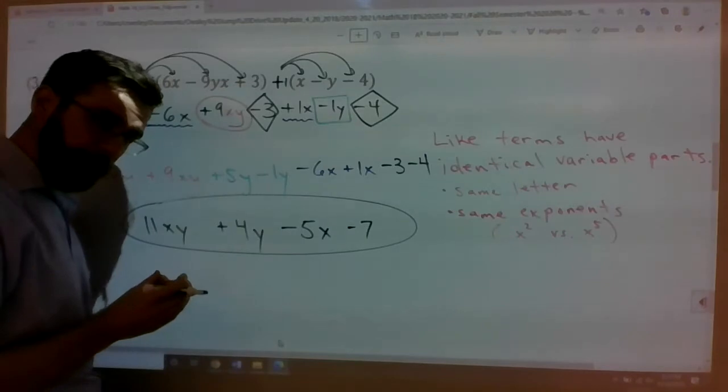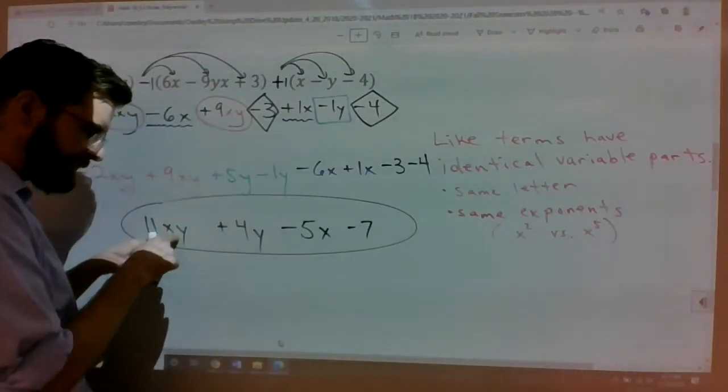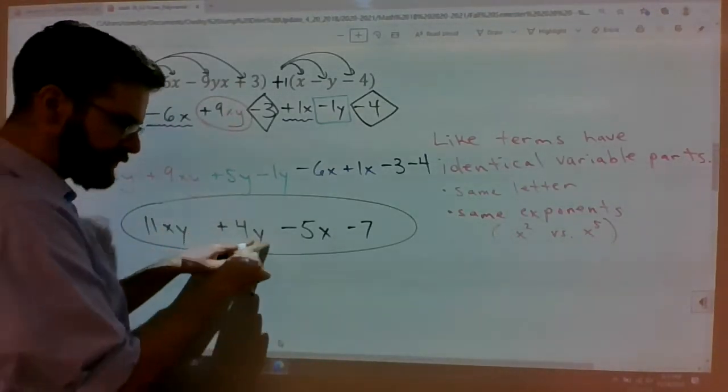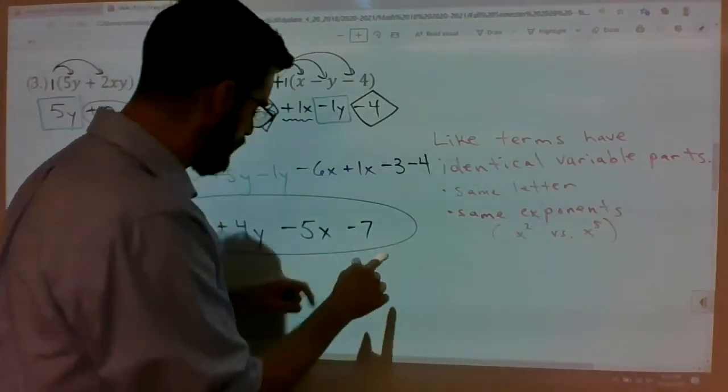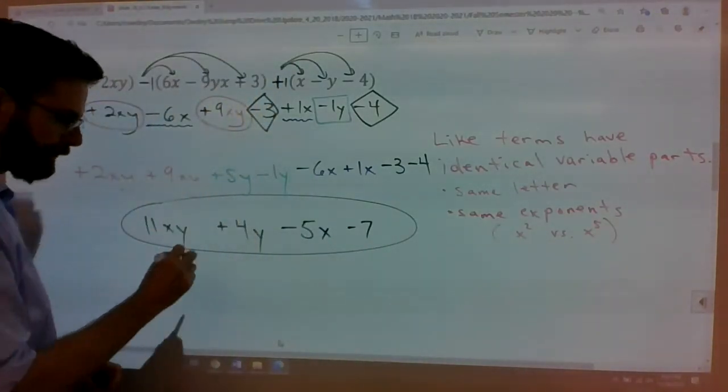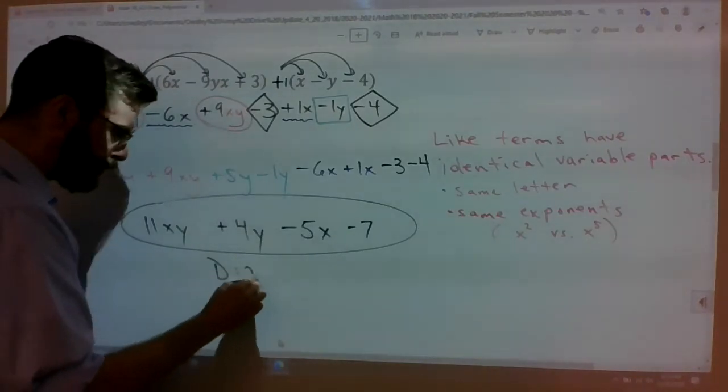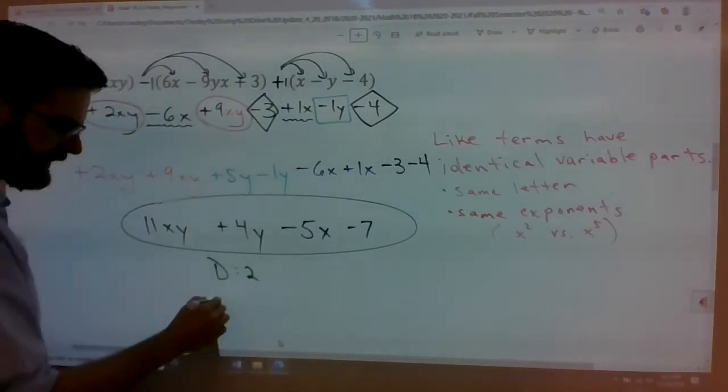Is it in standard form? This would have a degree of 2. This would have a degree of 1. This would have a degree of 1. And this would have a degree of 0. So yes, it is in standard form. The degree is going to be 2. The leading coefficient is going to be 11.